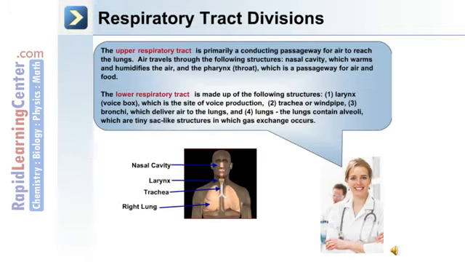The upper respiratory tract is primarily a conducting passageway for air to reach the lungs. Air travels through the following structures: the nasal cavity, which warms and humidifies the air; the pharynx, which is a passageway for both air and food. The lower respiratory tract is made up of the following structures: the larynx, which is the site of voice production; the trachea or windpipe; the bronchi, which deliver air to the lungs; and the lungs. The lungs contain alveoli, which are tiny sac-like structures inside of which gas exchange takes place.